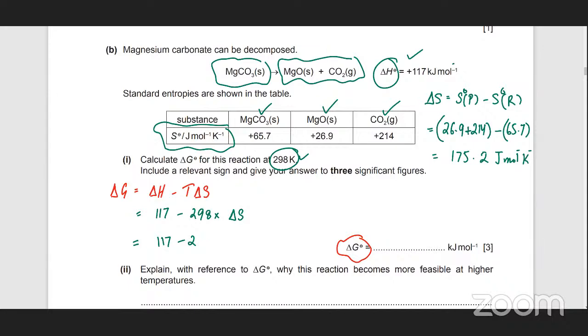ठीक है, so it's minus 298 multiplied by 175.2, but the whole thing will be divided by 1000. तो क्या वैल्यू आ रही है डेल्टा जी की? Is it 64.8? अच्छा, 64.79. क्या वैल्यू आ रही है डेल्टा जी की? 64.8.